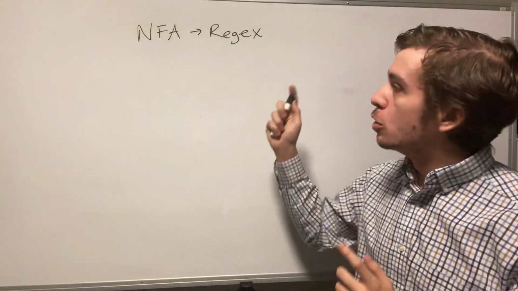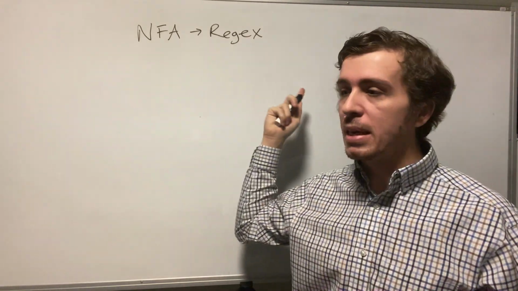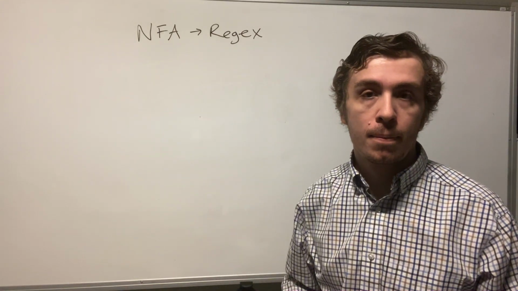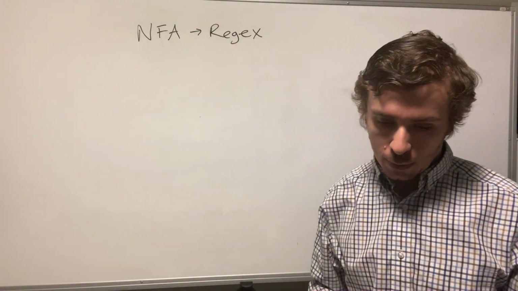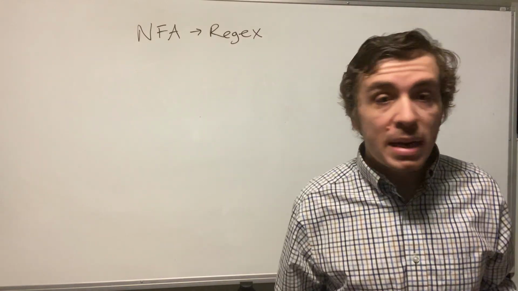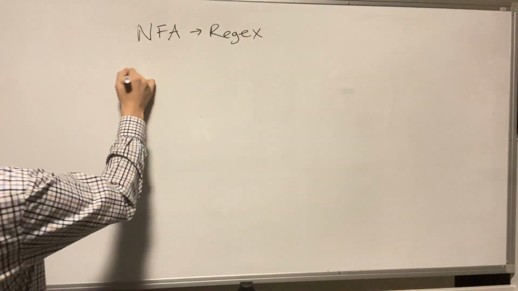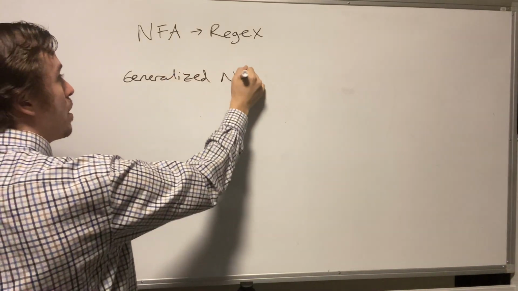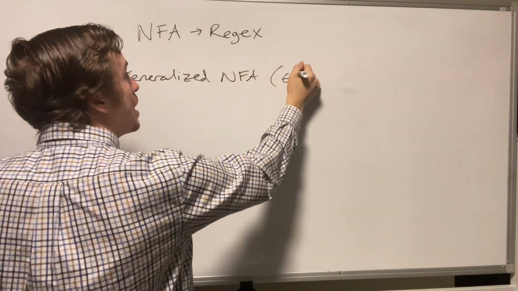Anyway, we need to have an intermediate object because we can't necessarily do this directly. So that intermediate object is called a generalized NFA, and that's more commonly abbreviated as a GNFA.